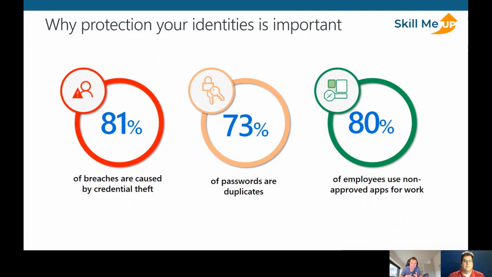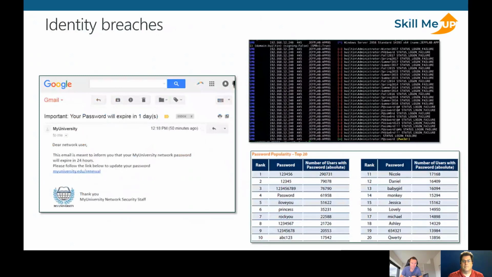So why is protecting those identities important? Because these days a lot of breaches are still caused by credential theft. And we still see that a lot of users' passwords are duplicates, for example, which makes it easier for an attacker to track a password down and to get into a system or an application. And next to those, a lot of companies also still have a lot of shadow IT, where employees use non-approved apps for work-related tasks, for example. So can you click for the next slide, please, Dwayne?